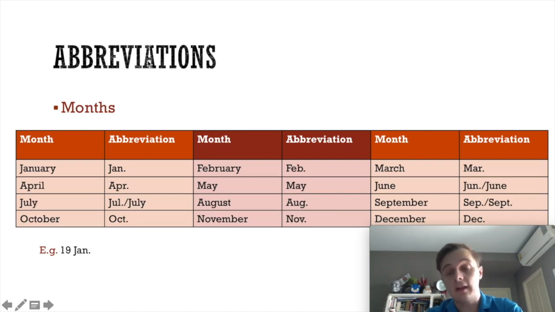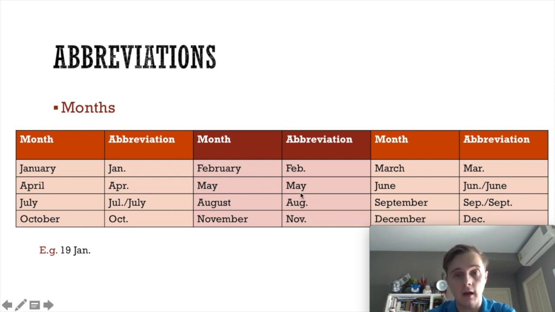Okay, we can also abbreviate months of the year. Now I'm not going to go through each of these individually because you can see that most of the time we use the first 3 letters of the month with a period to make an abbreviation. So you can see Jan, Feb, Mar, the first 3 letters and then a period. Now there's a couple of ones that I want to point out to you.